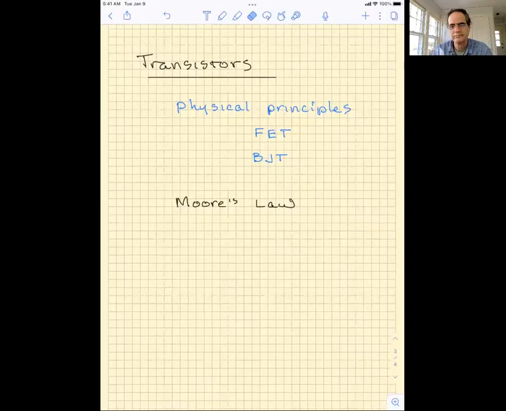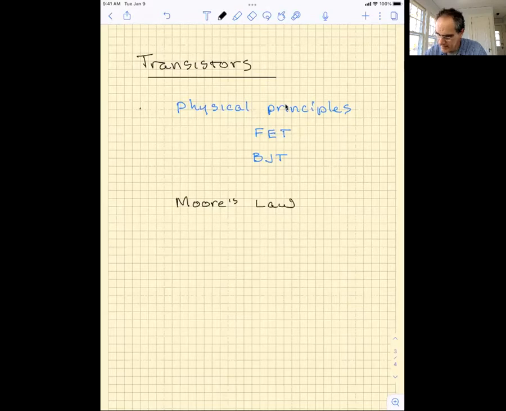And finally, we'll talk about what the limits are to scaling. How small can they be? Okay, so here, let's take a look at an outline and then we'll get started. All right.